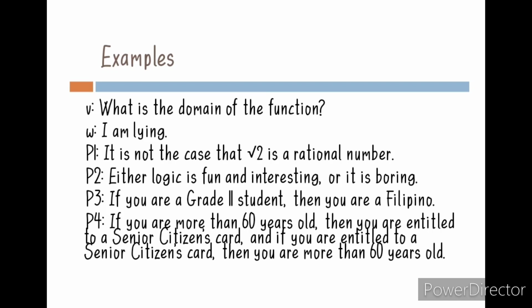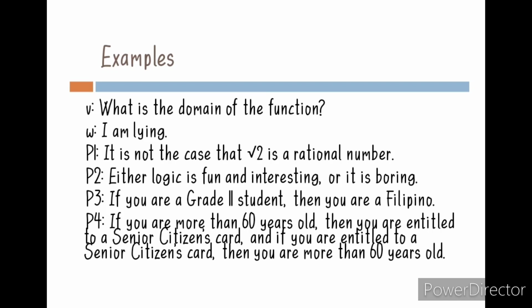Next is the proposition W, I am lying. Although W is a declarative sentence, it is not a proposition because it can neither be true nor false. Suppose W is true, that is, it is the case that I am lying. Since I am lying, my statement is not true, and so W must be false. The same conclusion can be drawn if W is assumed to be false.